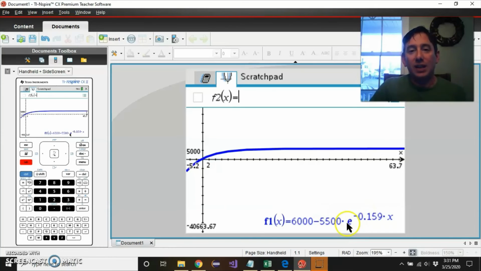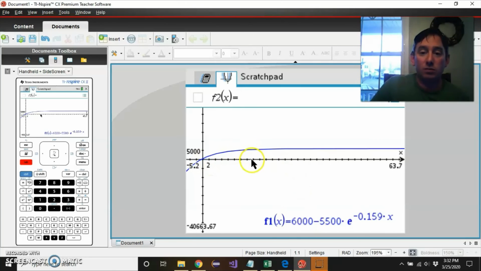So now think about what e to a crazy big negative number is. It's going to be like 2.7 and change raised to a crazy negative number, which is going to make it almost 0. So then this whole 5,500 term goes away, and you're just left with 6,000. So 6,000 is the limit on our population.